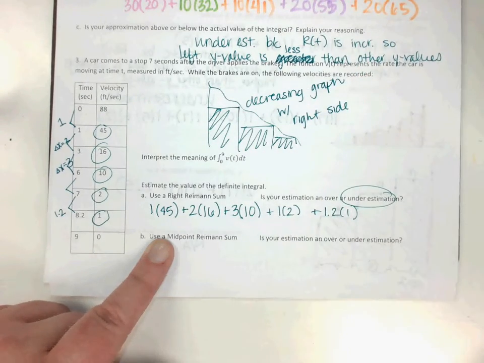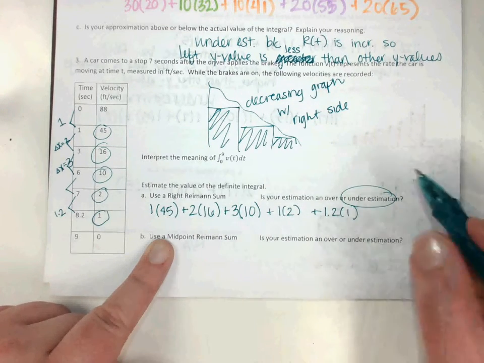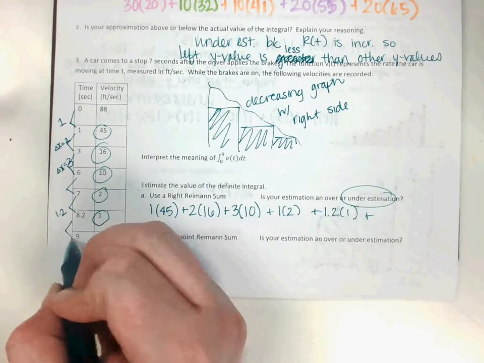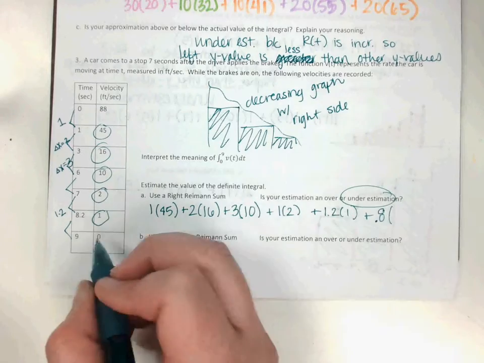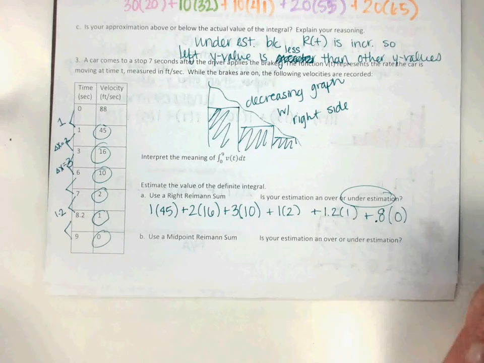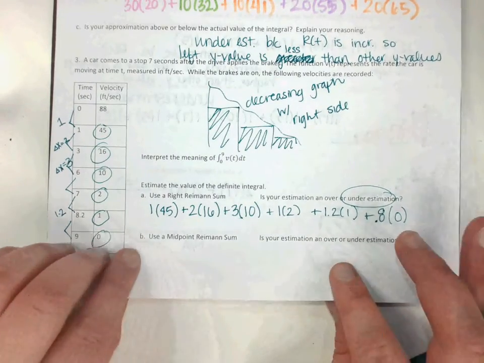So it could be even more. Oh, you're right. I didn't do, hold on, then we messed up somewhere. We did 40, oh yeah, I didn't do the last one. Thank you. From 8.2 to 9, how far is that? 0.8, and then my right y value is 0. And remember, for a right side, which one are you skipping? The first one, okay?